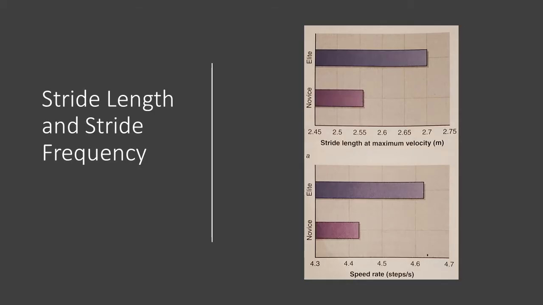I pulled these graphs from the NSCA, and they show the difference between elite sprinters and novice sprinters, comparing their stride length and their step rate. As you can see in the top graph, elite sprinters are taking longer steps than their novice counterparts. You can see the same thing with their step rate, the number of steps they're taking per second. So we want to increase that.